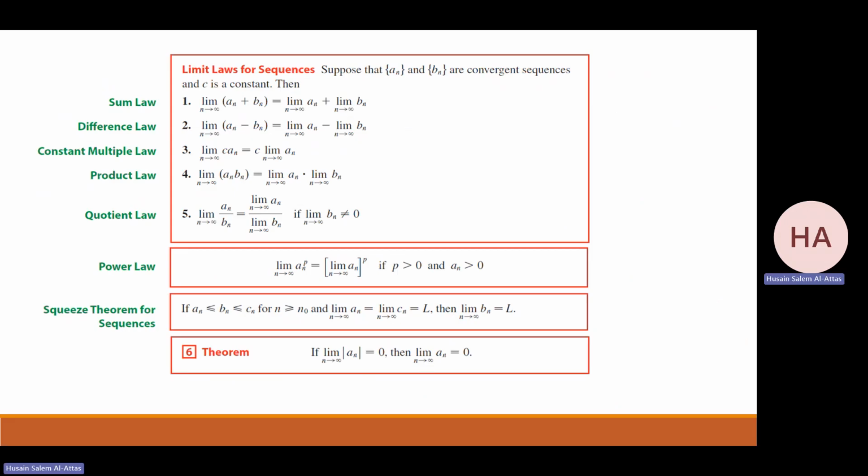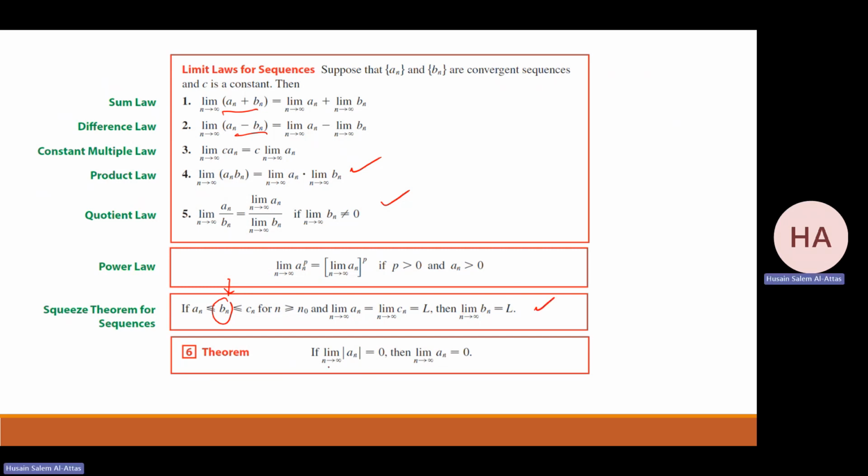The properties we know about limits will work: the limit of the sum is the sum of the limits, and the same for differences, constant multiples, and powers. Also, we have the squeeze theorem. Remember, if I can squeeze a function between two functions whose limits go to the same value, the same thing applies with sequences. If I can squeeze the sequence between two sequences.